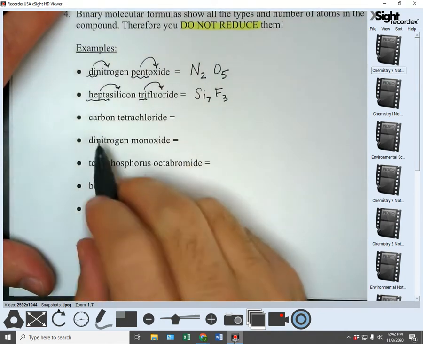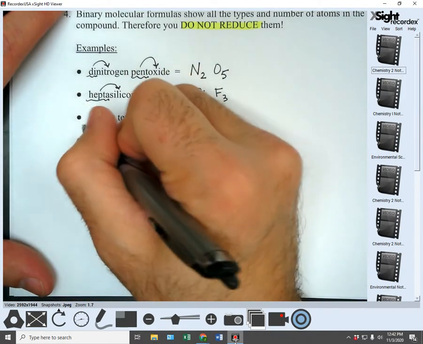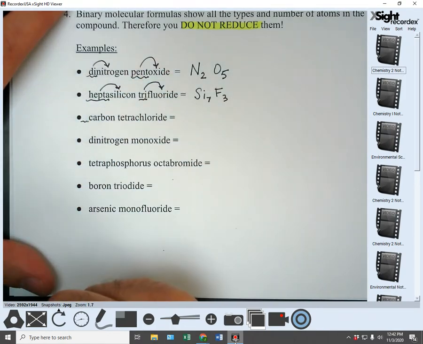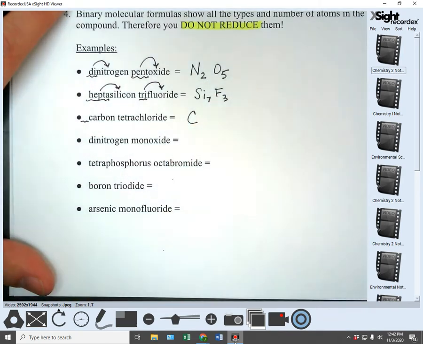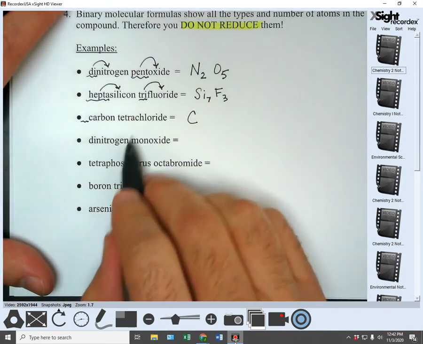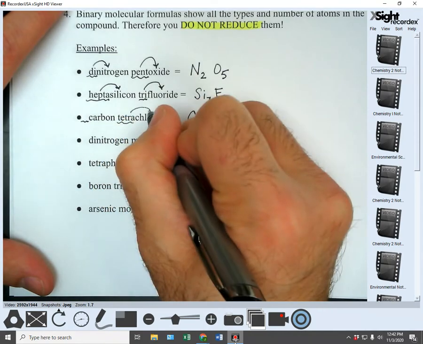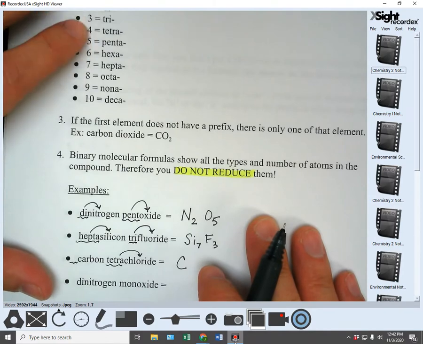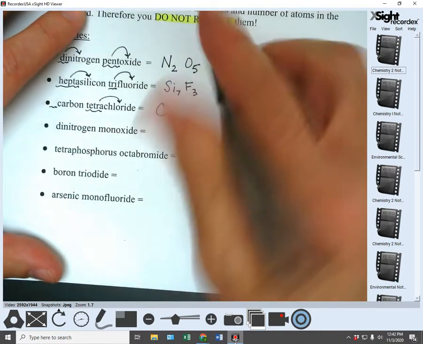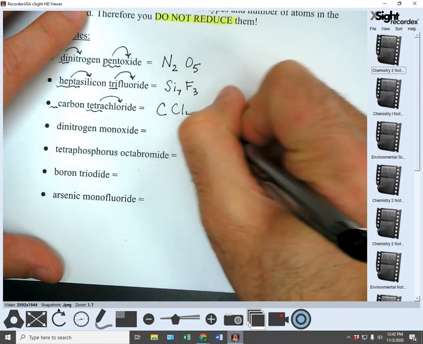Okay. Carbon tetrachloride. There's nothing on the carbon. So if there's nothing on the first one, that means there's just one of them. Tetrachloride. Chloride is chlorine. Tetra is 4. So CCl4.